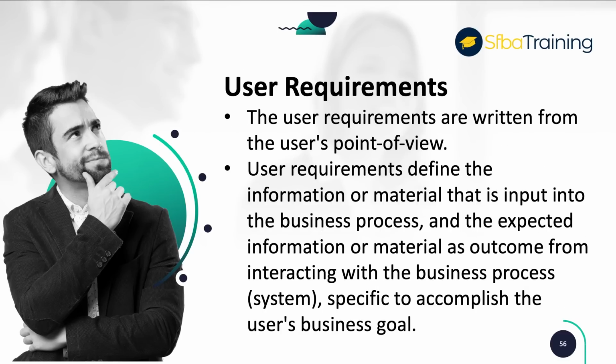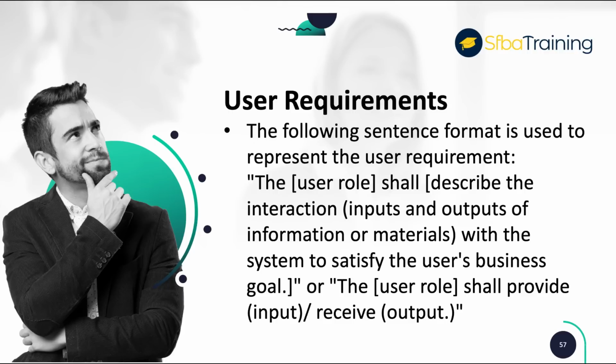User requirements. The user requirements are written from the user's point of view. User requirements define the information or material that is input into the business process, and the expected information or material as outcome from interacting with the business process system, specific to accomplish the user's business goal. The following sentence format is used to represent the user requirement. The user role shall describe the interaction, inputs and outputs of information or materials with the system to satisfy the user's business goal, or the user role shall provide input, receive, output.